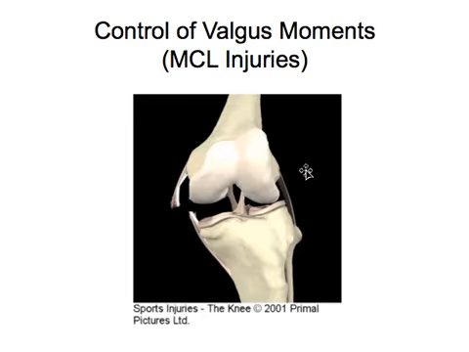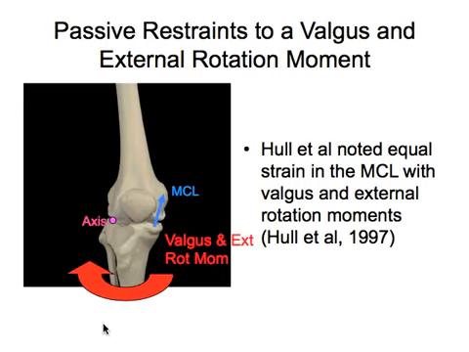Okay, so now we're going to talk about MCL injuries, and in this particular case, we're interested in the same kinds of things. So, the passive and active control mechanisms that limit valgus. So here we see a valgus moment. Okay, and we're observing the same kind of thing that we saw with the other injuries: when you have an extreme load that's stretching a ligament on one side, the axis is going to have shifted to the opposite side.